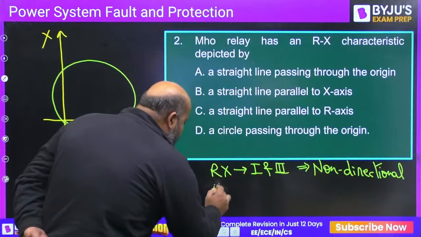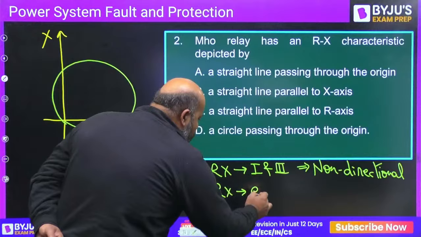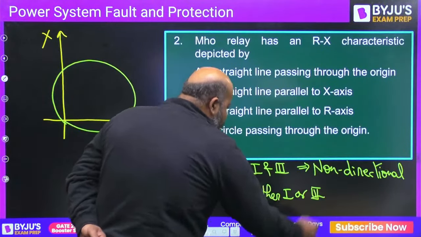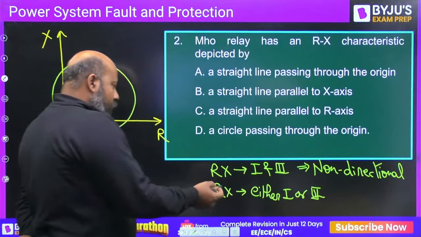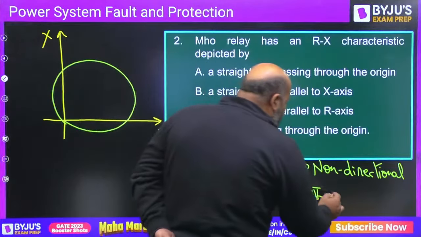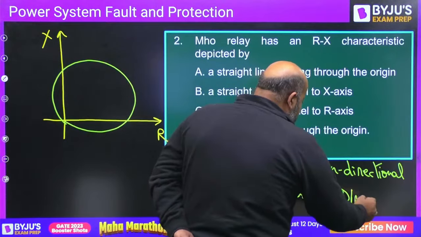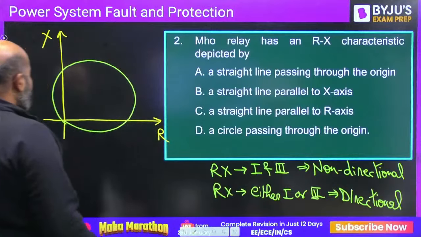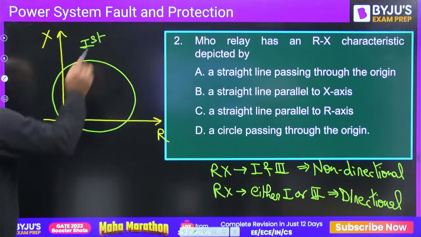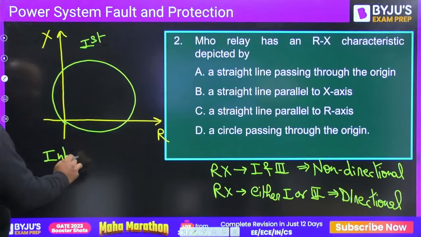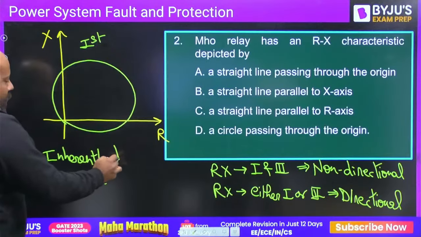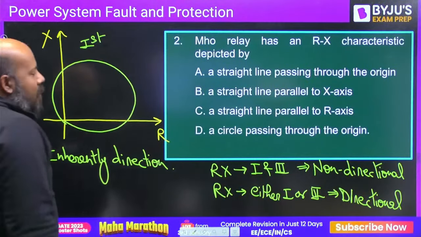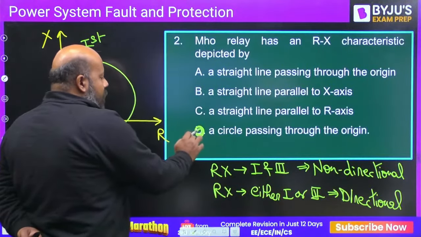But if the RX characteristic lies in either the first or third quadrant only, then you are getting a directional relay. And this is the reason we say that Mho relay is an inherently directional relay, because it is lying only in the first quadrant. So, it is a circle passing through the origin.